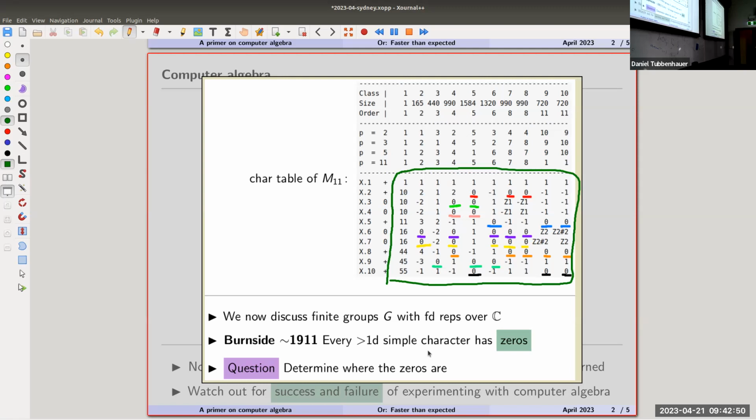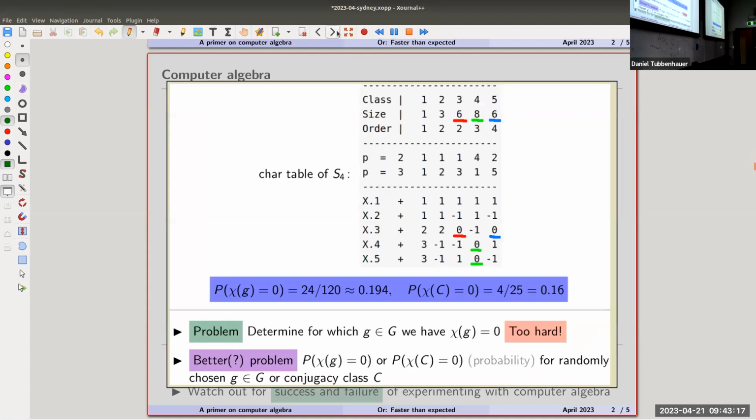Count the number of zeros in those character tables. And I will do that for you live in a second, and we will get some very strange pattern. We will feed the question into Magma in a second, and Magma will essentially tell you the answer. Of course, you still need to prove it, but it will be quite clear what the answer is to the question which I'm going to formulate on the next slide.